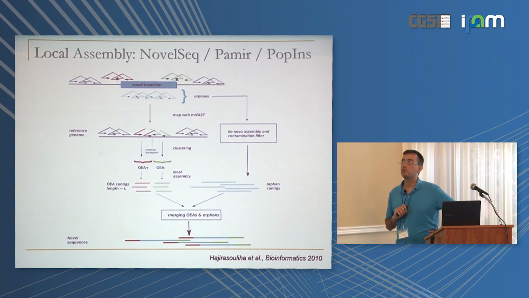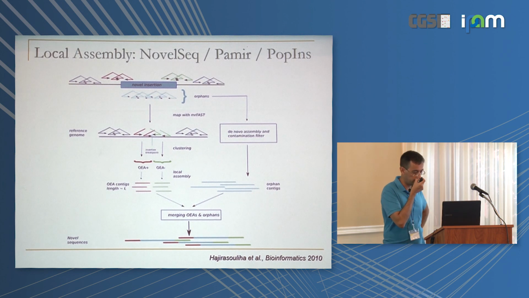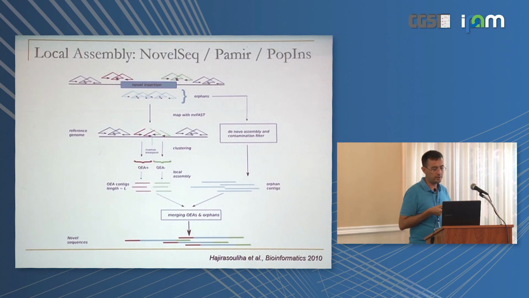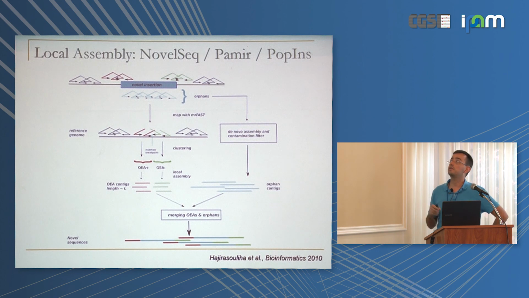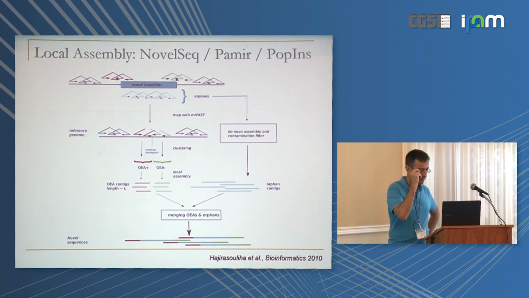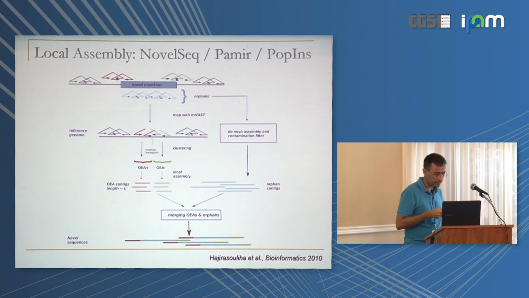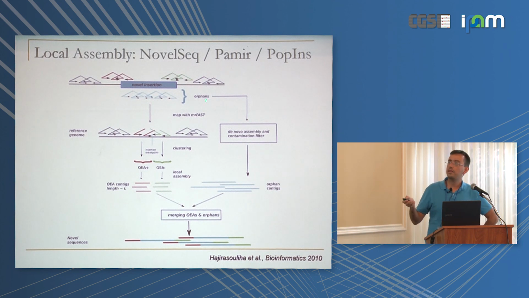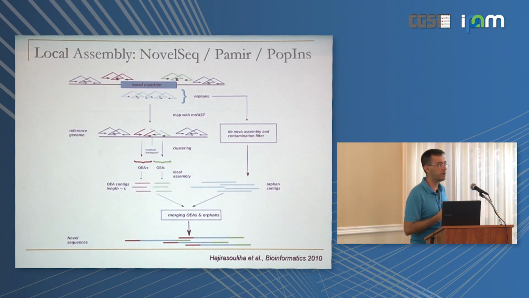So the last example would be the local assembly. We first developed NovelSeq back in 2010. We have a newer version called Pamir, and there is a PopIns tool from Iceland, from Bjarni Halldórsson's group. When we have a novel sequence insertion and we have short read pairs, they are not going to span this insertion, but we are going to see, from left and right of this novel sequence insertion, what we call one-end anchored read pairs.